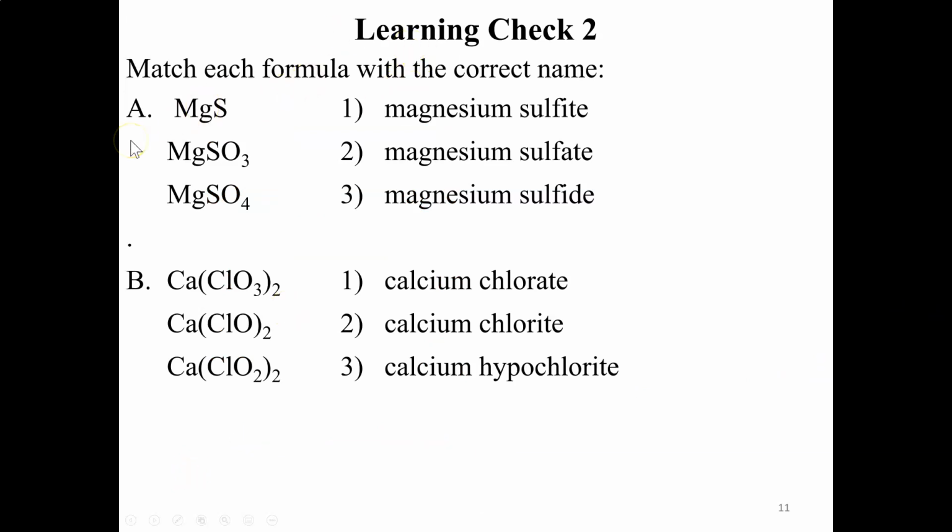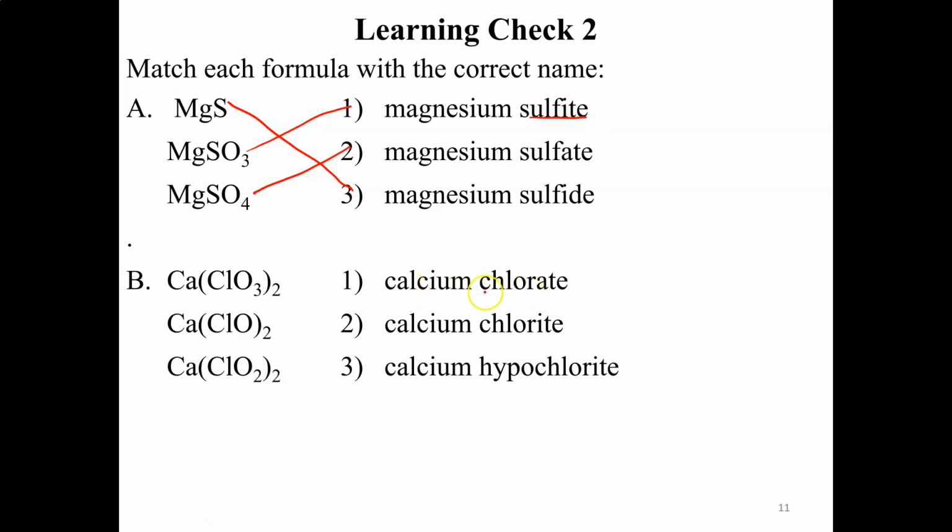Here's some more matching versions. MgS. Let's do it this way. We're going to look at these names and match them to the compound. Magnesium sulfite has a polyatomic ion. That's MgSO3. Magnesium sulfate. That's SO4. That's why it's important to memorize your polyatomic ions. It's here. Magnesium sulfide here.